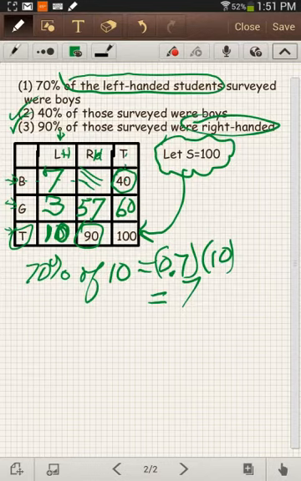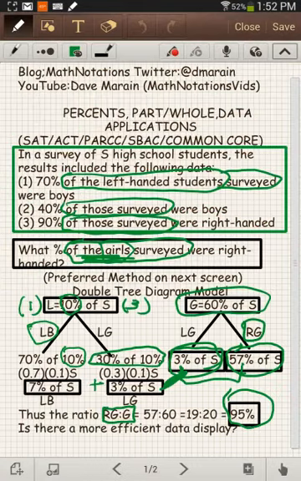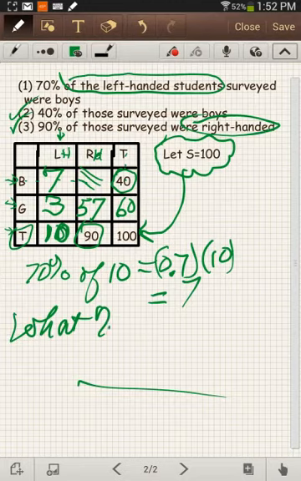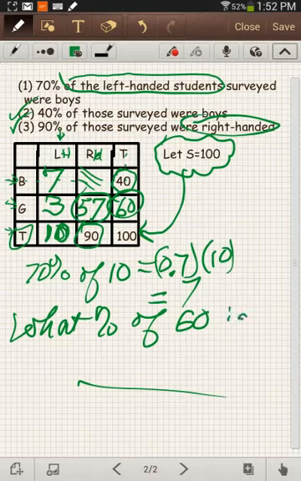What we do want is to answer the question. Do you remember what the question was? Let's look back at it. What percent of the girls surveyed were right-handed? What percent of the girls, 60, who were surveyed, are right-handed? Right-handed girls. What percent of 60 is 57?